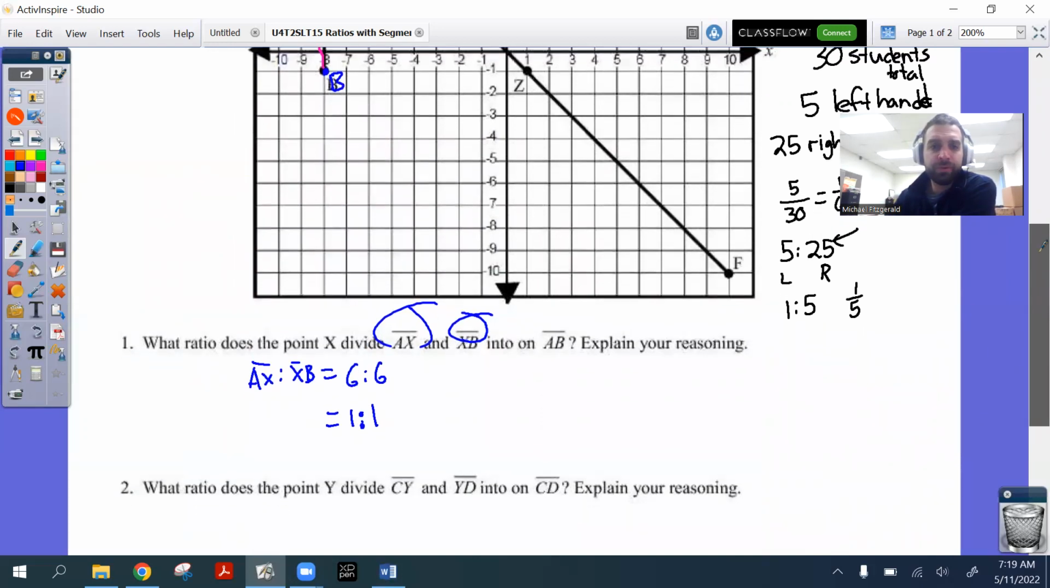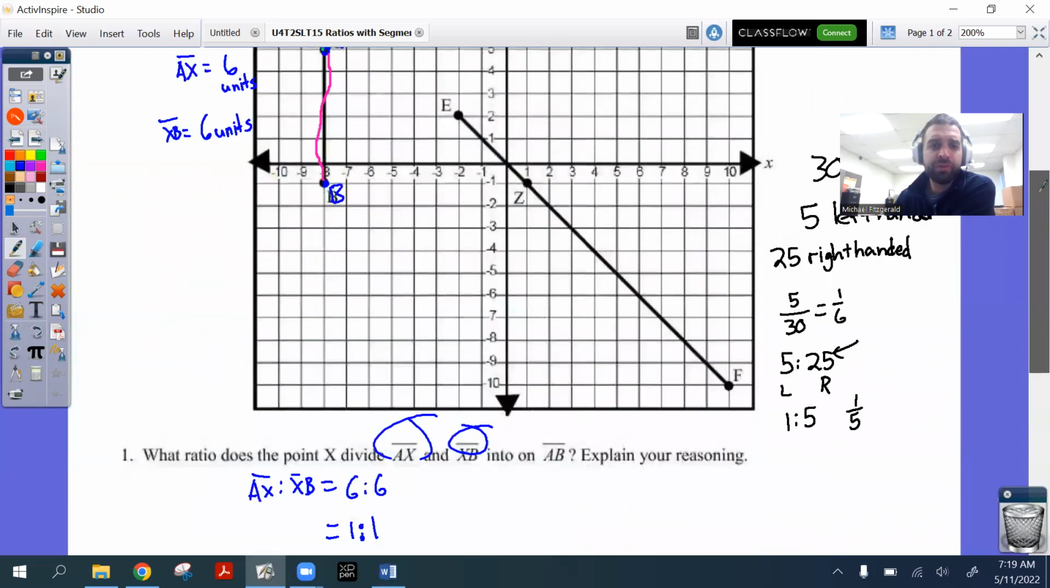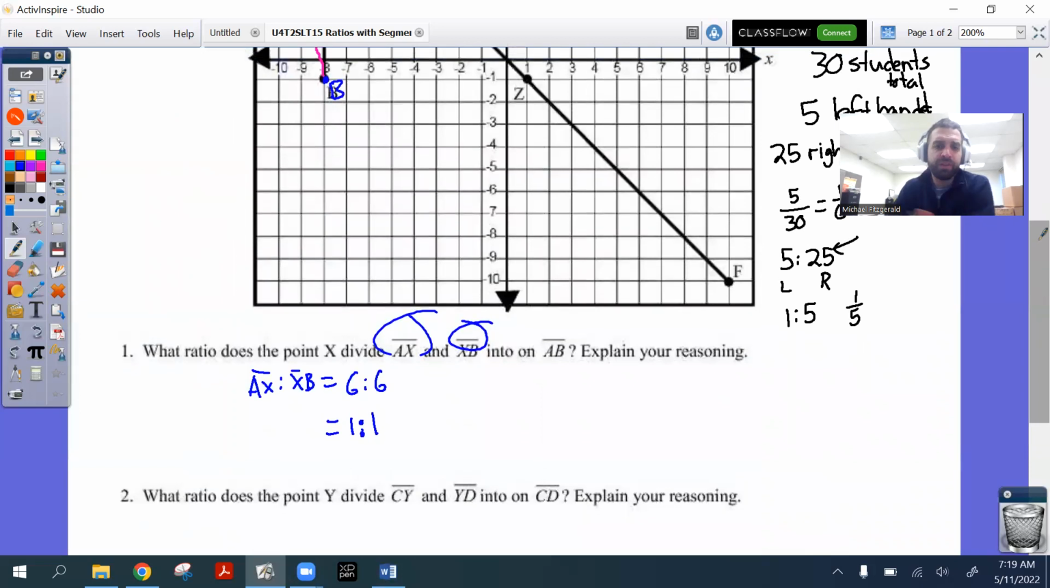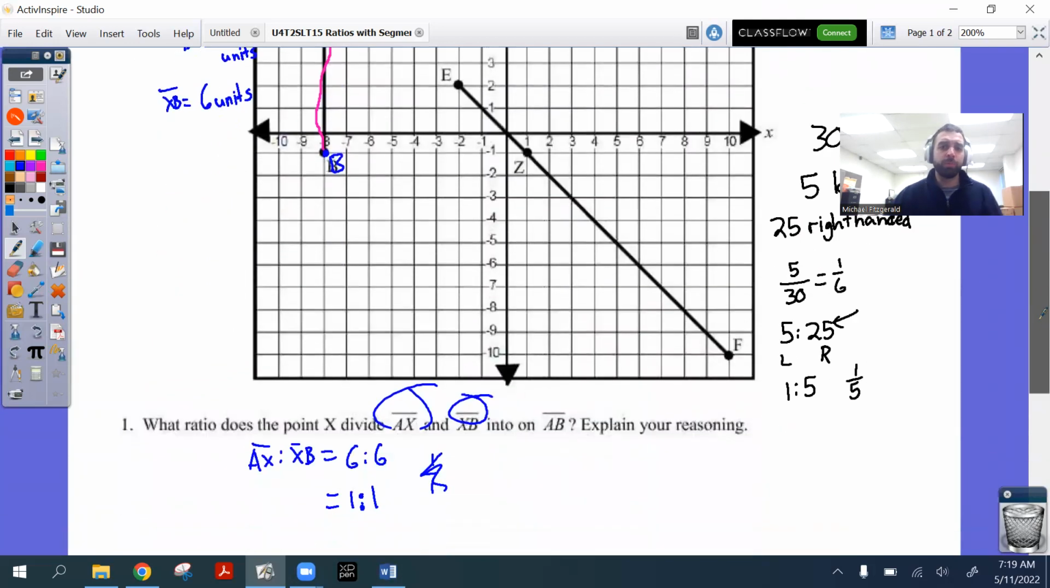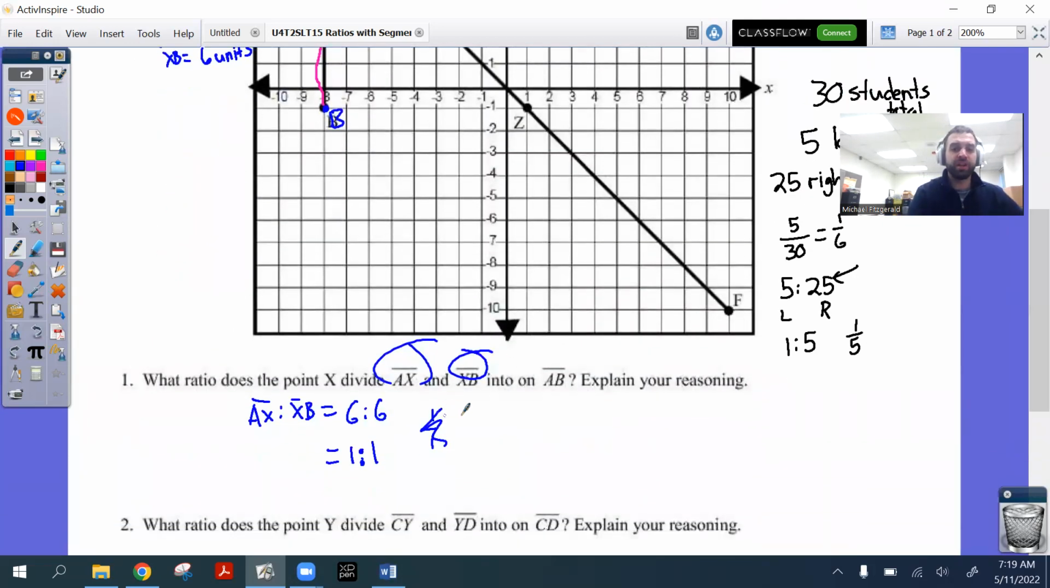So the important distinction is that we wouldn't say that this is a 1/1 fraction, right? We would not say that. Each of these things makes up equal parts of this segment AB, right? This segment AB is 12 units. And for every 1 unit of AX, there is 1 unit of XB. I can't talk.